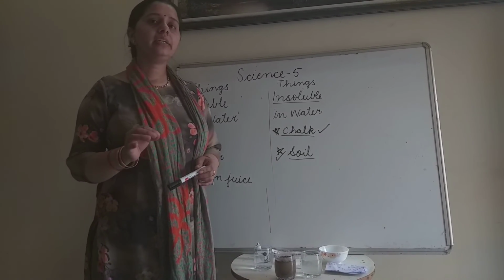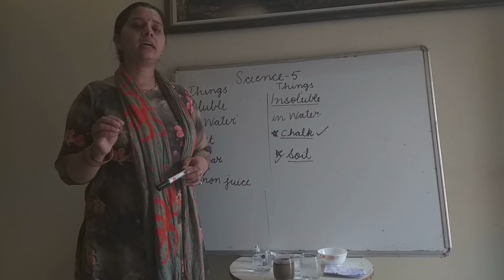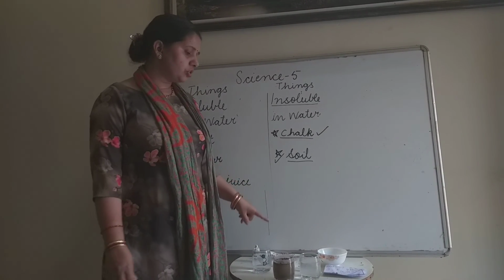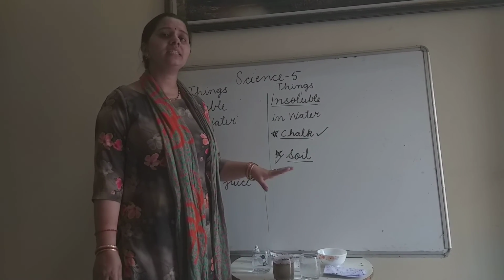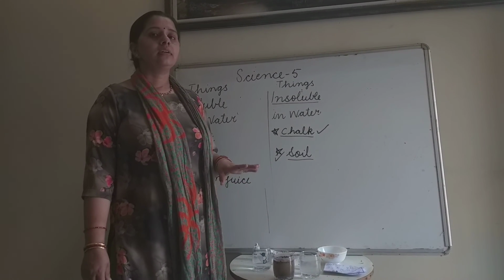You take shikanji in summer season. So the things that are used to make shikanji, that are salt, sugar and lemon juice. So all these things are soluble in water.